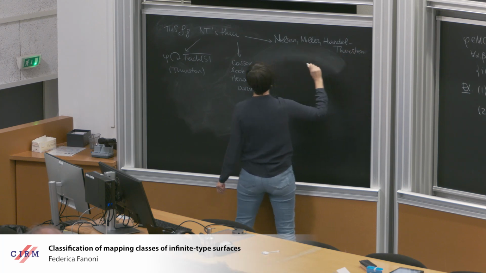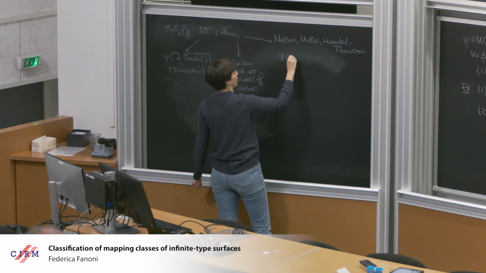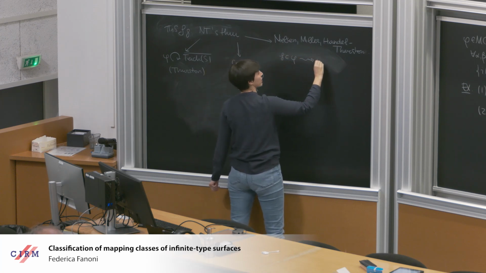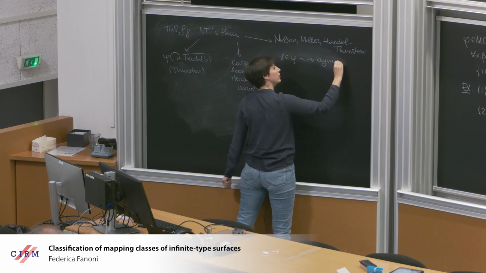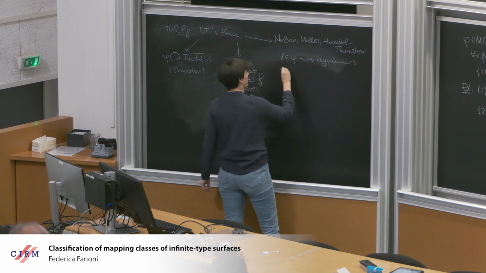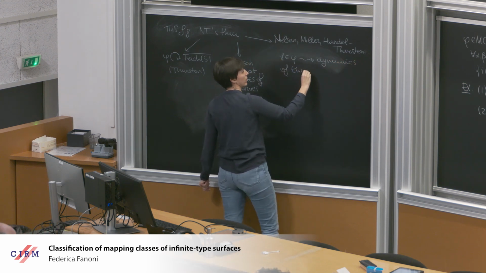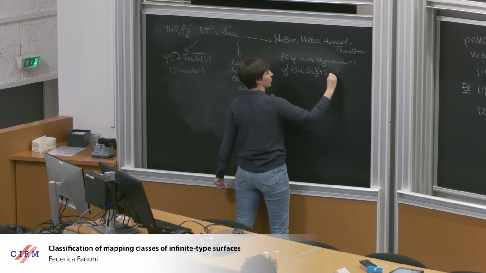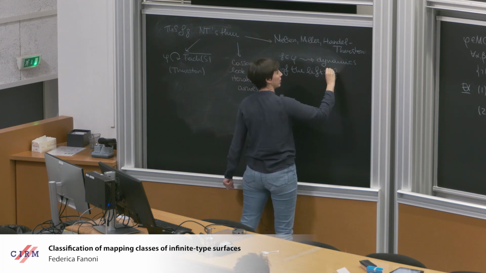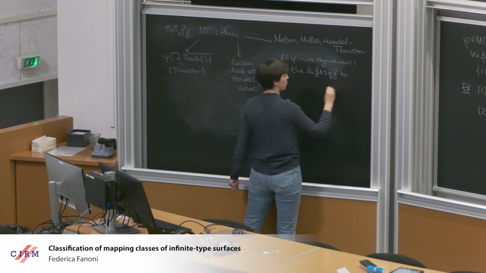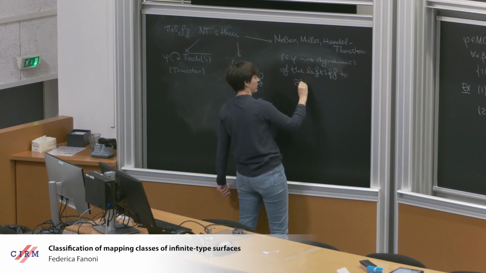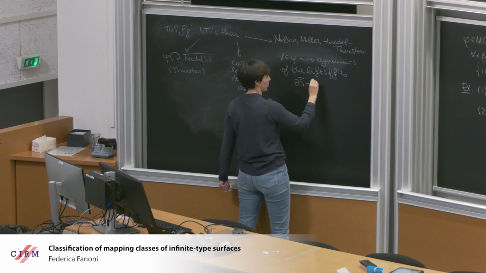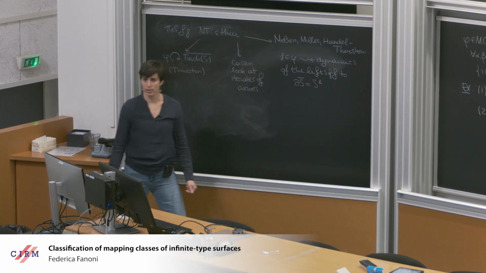What you can do is you have your map, and you look at the dynamics of the lifts of your map to the boundary of the universal cover of the surface, which is just S1.